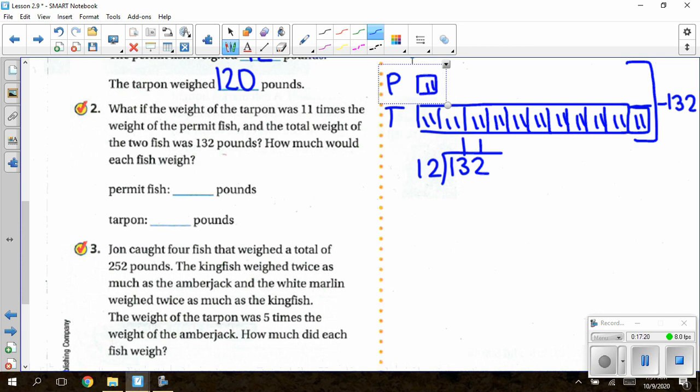So this time the permit fish only weighs 11 pounds. And now to solve for the tarpon, I have my 11 pounds times the 11 boxes. Again, basic math fact, 11 times 11 is 121. So I know that the tarpon fish weighed 121 pounds. If I add those two weights together, it still gives me my 132 pounds. So I do have a reasonable answer.